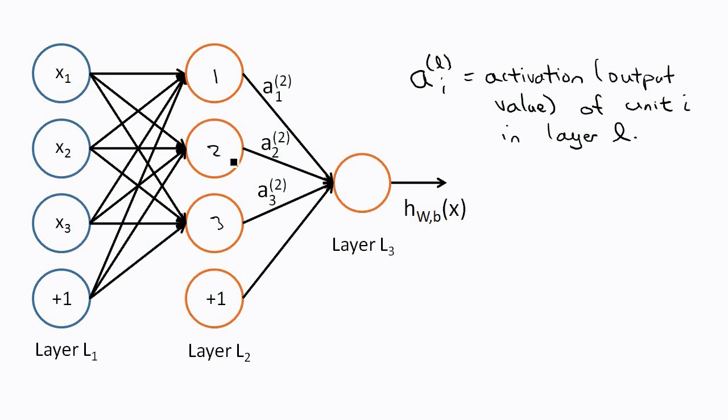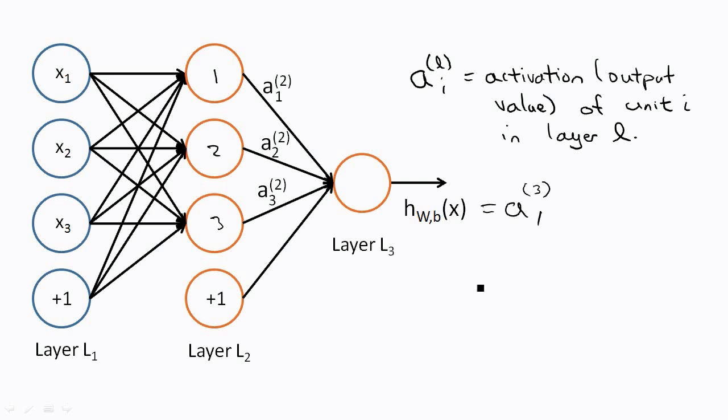Okay, and similarly, the final output of my neural network we can also write as a superscript 3 subscript 1, because this is the first unit of layer 3 of my neural network. All right. That was the notation.